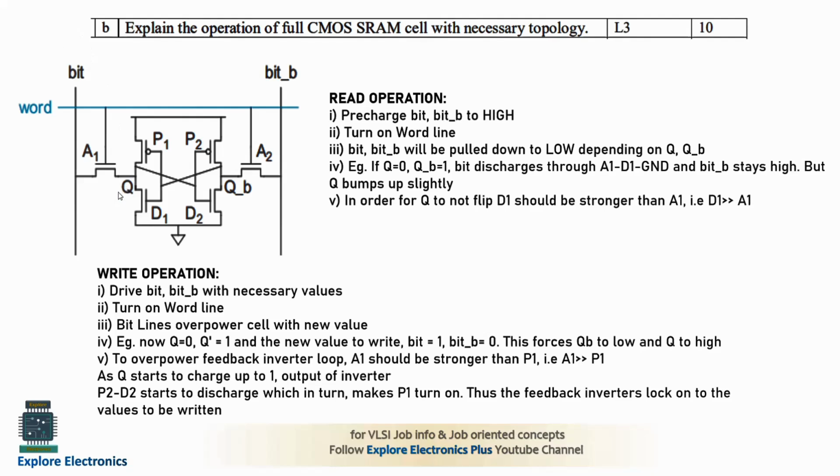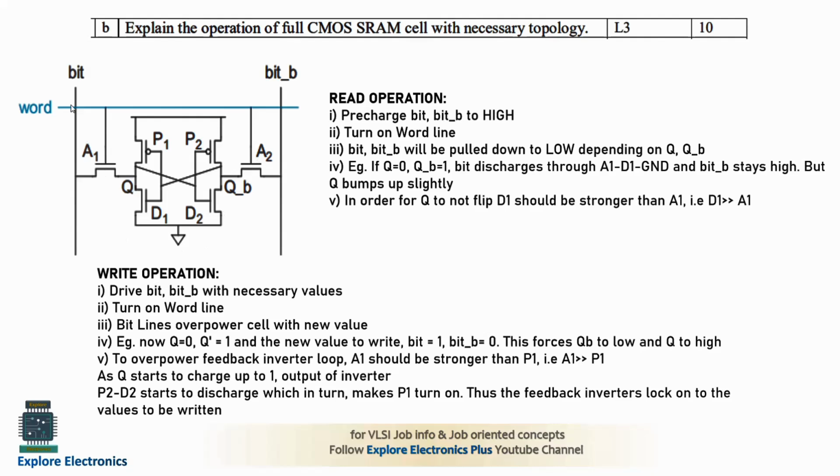Suppose Q is equal to 1, in the sense we have stored the value 1 and we are reading it now. Again we need to precharge, bit is equal to 1 and bit bar is equal to 1. Again the word line will be 1, and A1 and A2 turn on. Now Q is equal to 1 and Q bar will be 0. We need to read that. Because A1 and A2 are turned on, there is a discharge path for bit bar through A2, D2 and ground.